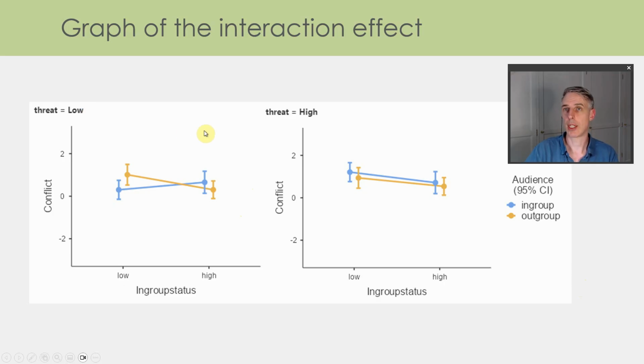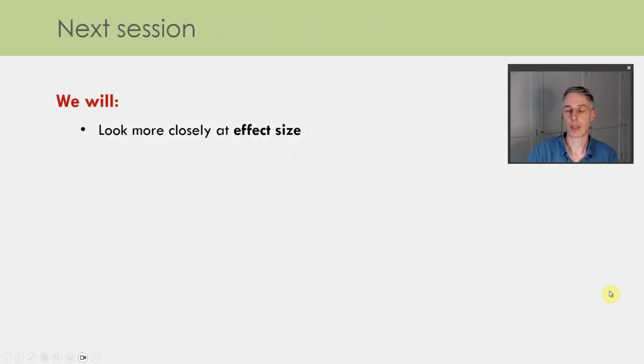Okay. Remember, an interaction tests whether an effect differs at different levels of another variable. Okay. In this case, it was not significant, so we shouldn't conclude that the status by audience effect differs as a function of threat. So that's it for between participants analysis of variance. In the final part of this week's session, I will discuss effect sizes. Okay, join me then.